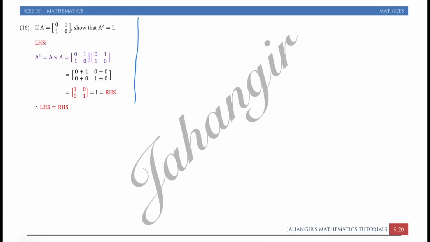The 16th question is quite small, as you see on the left side. Now we have A equal to [0, 1; 1, 0]. We have to show A square is equal to I. So let's start with LHS. That is A square, that is A multiplied by A.